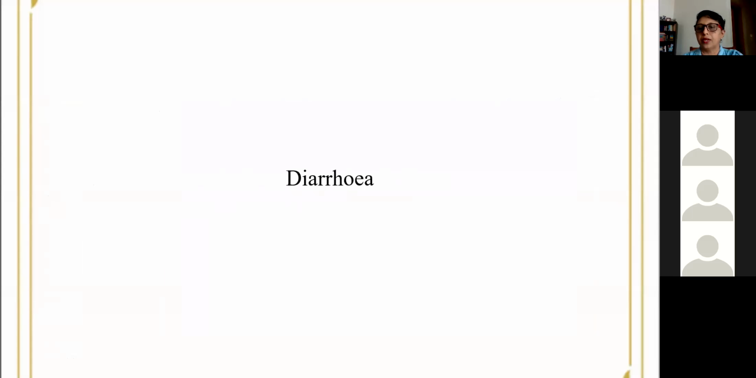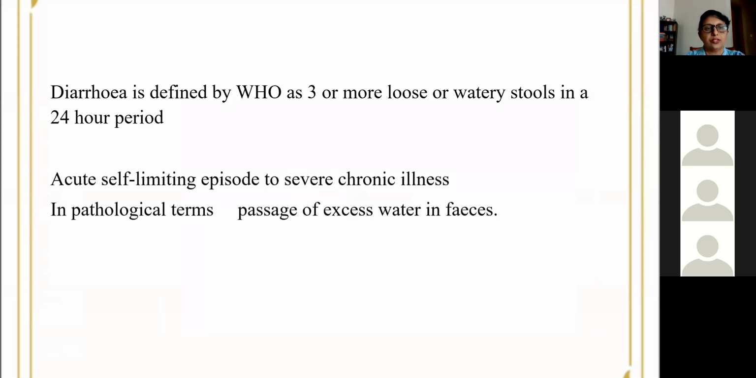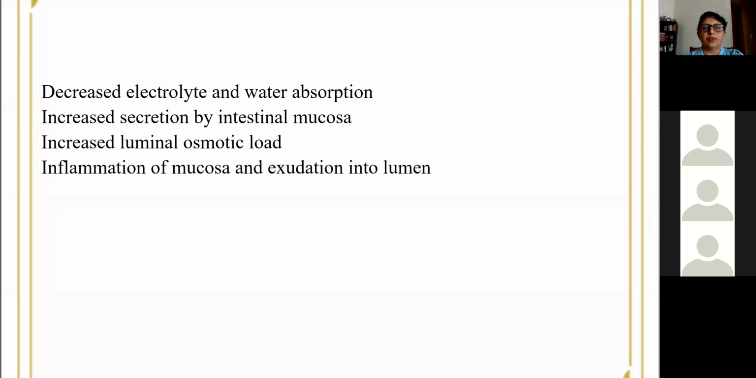So this diarrhea, as you know, is defined by WHO as 3 or more loose or watery stools in a 24-hour period. This can range from an acute self-limiting episode to a severe chronic illness. And what is the pathology? There will be a passage of excess water in feces. So what are the changes that happen in diarrhea?